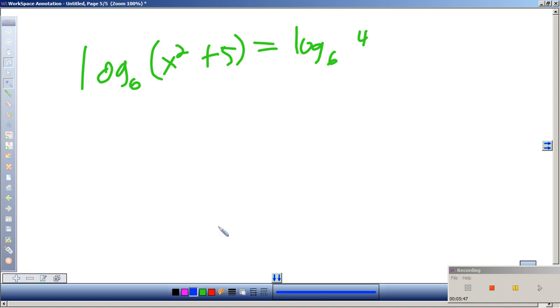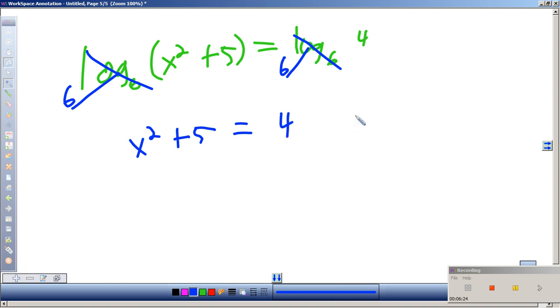Okay, you can. However, what I suggest doing is just leave it where it is and raise both sides, do 6 raised to both sides. Now, doing that, you're going to get the same answer either way. So, these cancel, leaving you x squared plus 5 equals 4. But it's undefined.